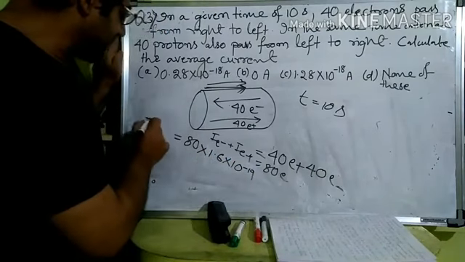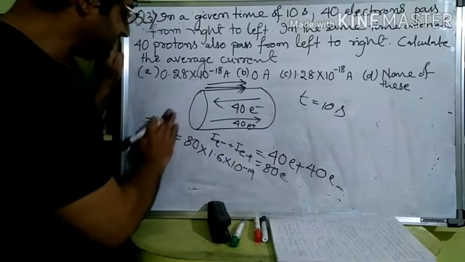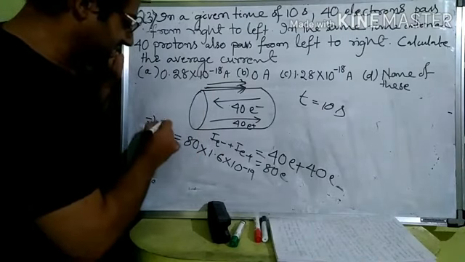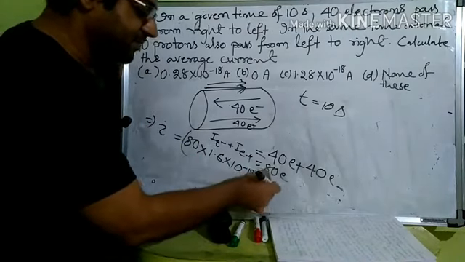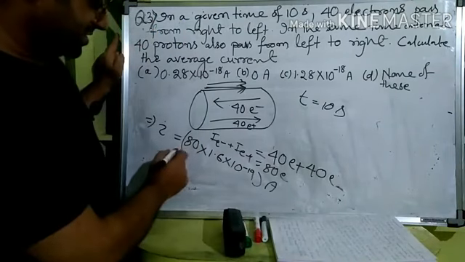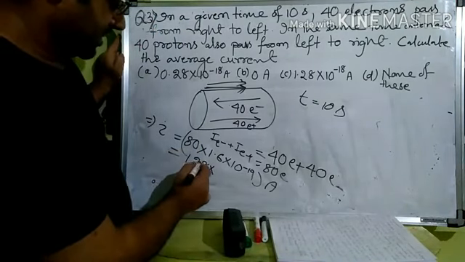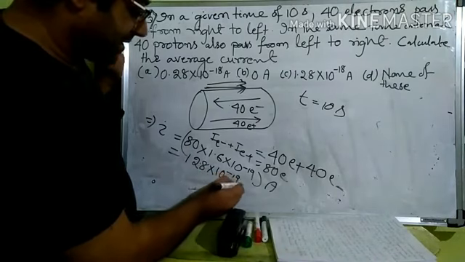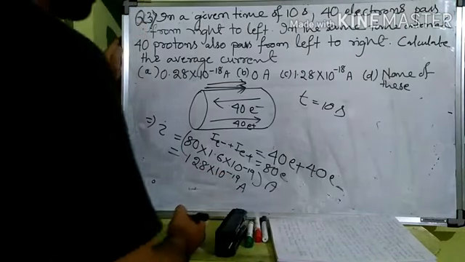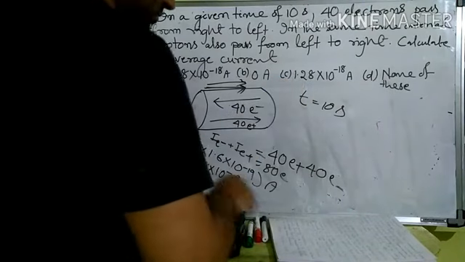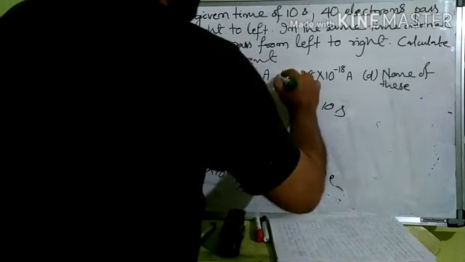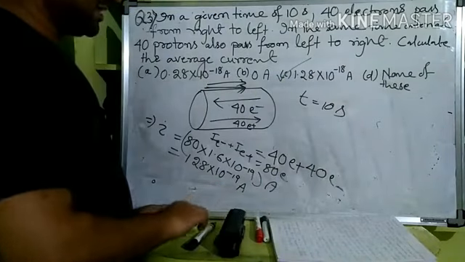So this is equal to charge, right? But this charge is flowing per 1 second, so this is in ampere. This only is a current, right? So how much is this rate? So this is 12.8 into 10 to the minus 19 ampere, or 1.28 into 10 to the minus 18 ampere. This is the correct answer, right?